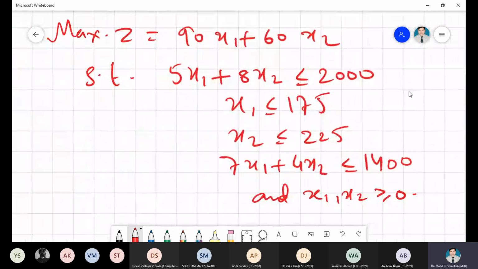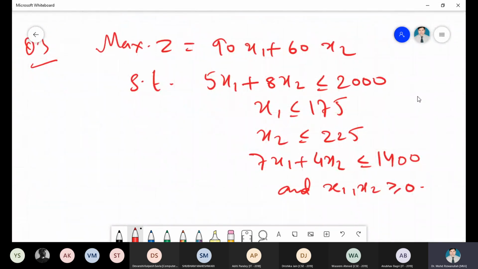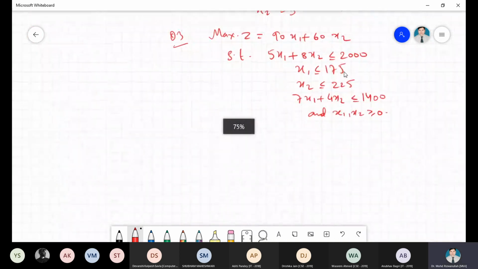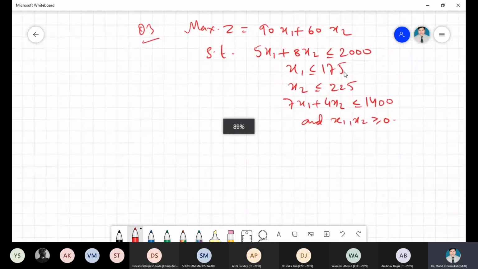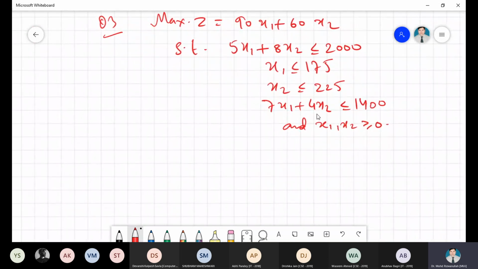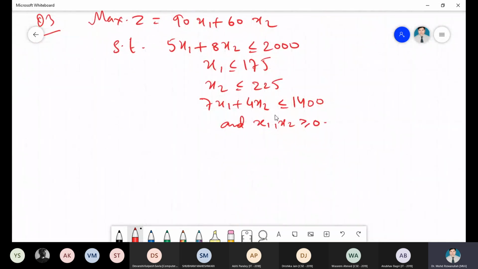So now I am going to solve another question. Okay. 100%. So this is the question. Now come to another question. Question number 4. This is the case of minimization.